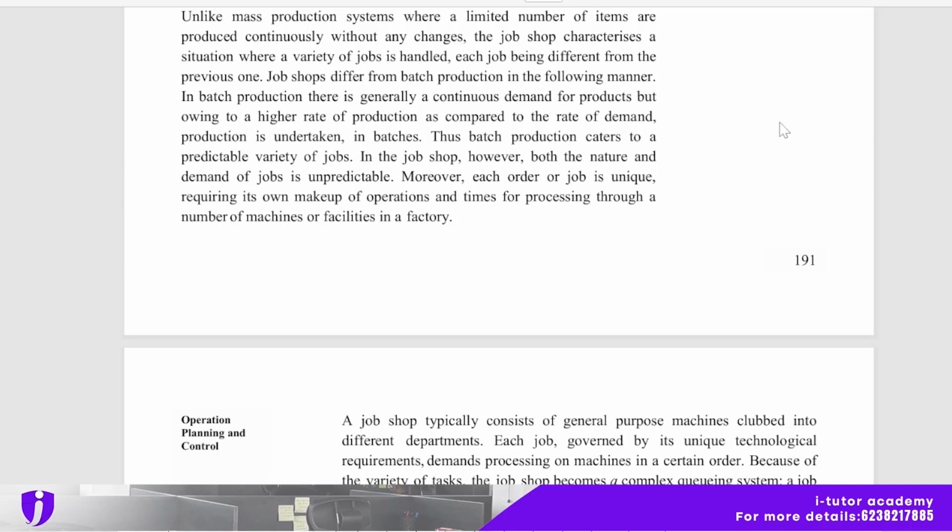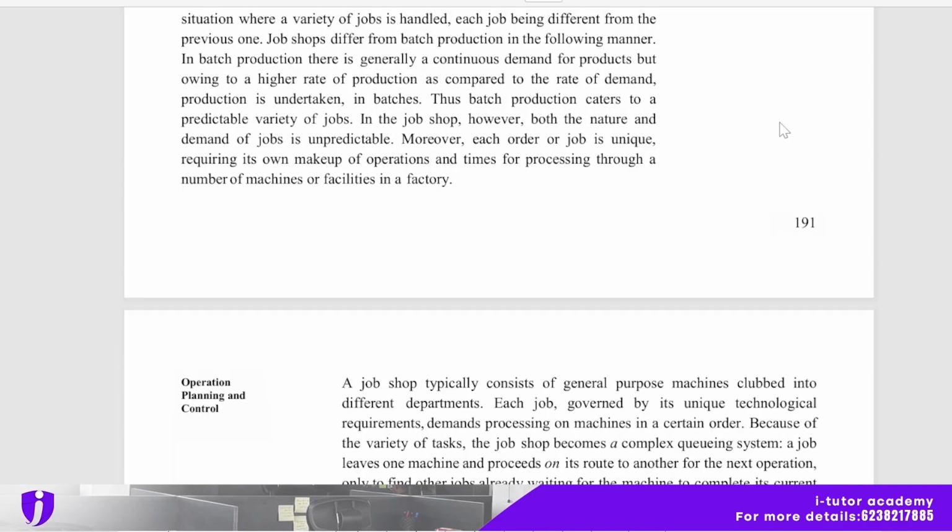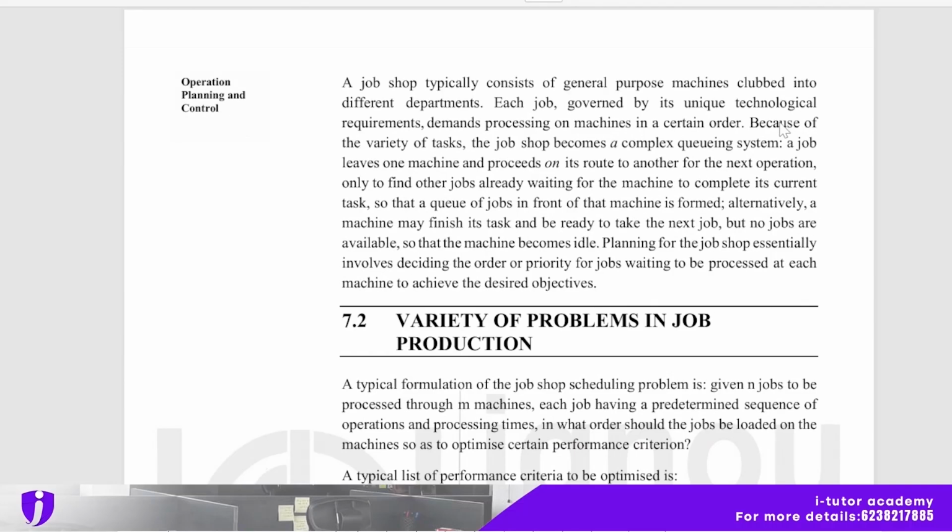Moreover, each order or job is unique, requiring its own makeup of operations and time for processing through a number of machines or facilities in a factory. And a job shop typically consists of general purpose machines clubbed into different departments, each job governed by its unique technological requirements and demanding processing on machines in a certain order. Because of the variety of tasks, the job shop becomes a complex queuing system.